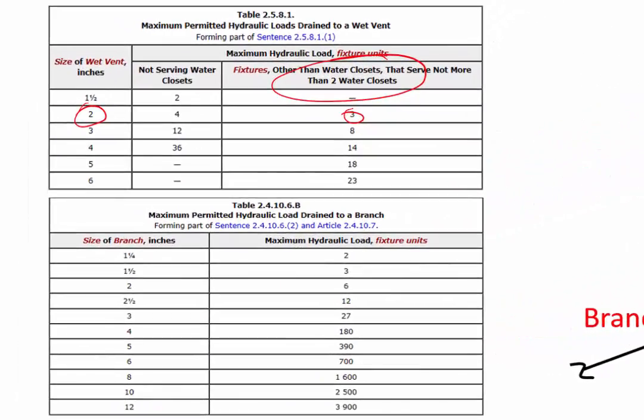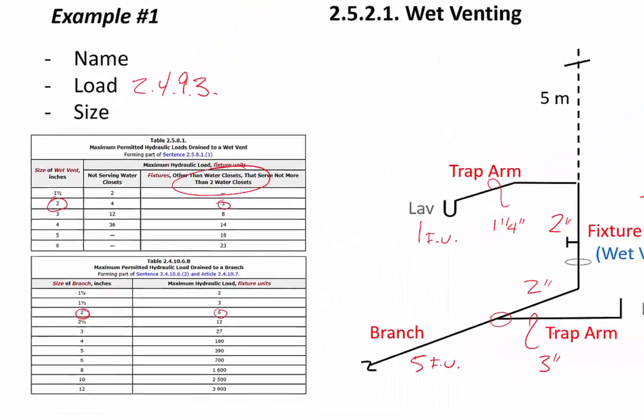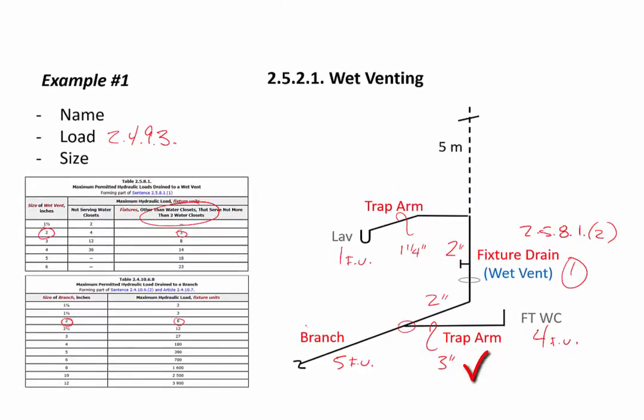Branch table, we have a total of 5 fixed units now, the lavatory and the water closet draining. And if we look at the branch table, it says that for up to 6 fixed units, we could use 2-inch pipe. But with the no reduction in size requirements, obviously looking upstream, we have a 3-inch trap arm. So we'll have to make our branch at least 3-inch to accommodate the water closet. So we have a 1.25 inch trap arm for the lavatory, 3-inch trap arm for the water closet, 2-inch fixture drain wet vent, and a 3-inch branch.